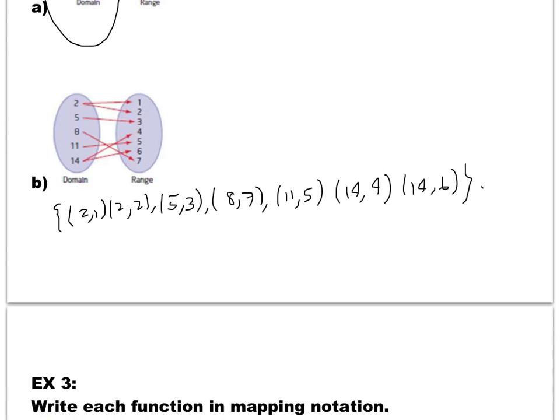Now the question is, is this a function? No, because if you look at 2, there are two arrows coming out of it, and also 14, there are two arrows coming out of it. This means that for 2 and 14, there is no unique y value. So this means this is not a function.